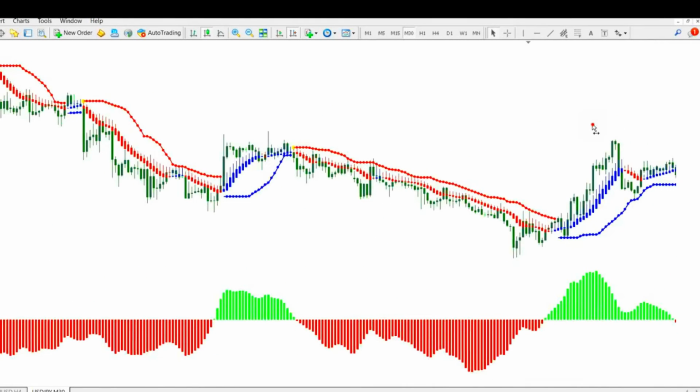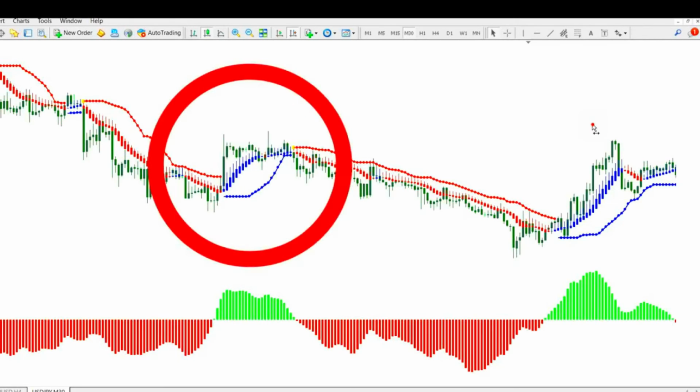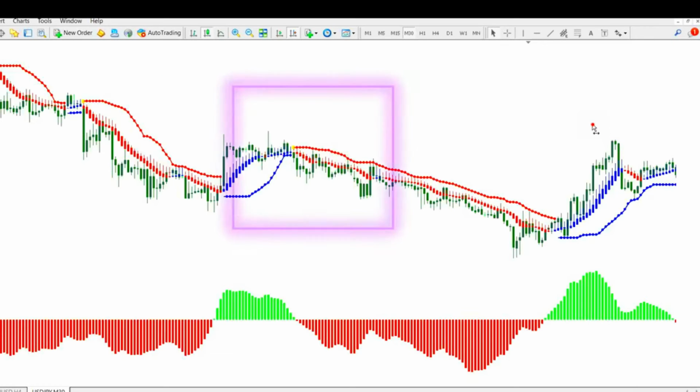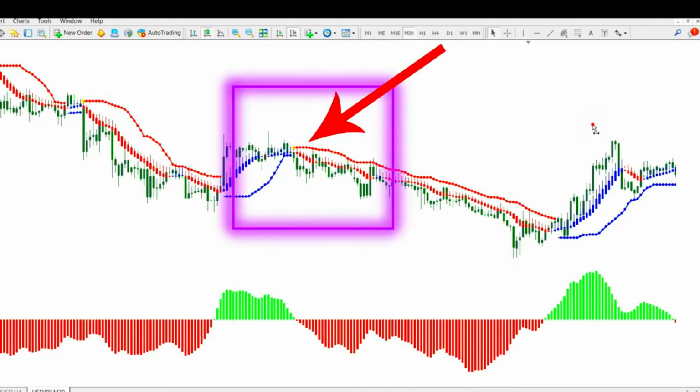And one thing you have to pay attention to. If the market has been on the downtrend for a long time and suddenly a buy signal is created, then you do not have to trade. As you can see here. But after that a sell signal is created here, so here we can trade.